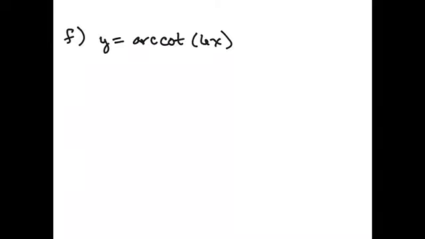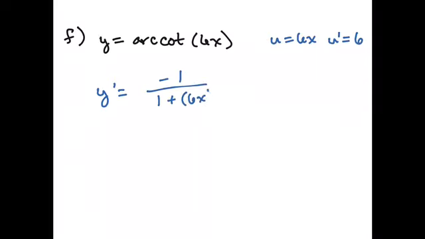Okay, y equals arc cotangent of 6x, so I'm going to have a u of 6x here, and my u prime is 6. Then the formula for arc cotangent is a negative 1 over 1 plus u squared, where our u is 6x, times u prime, and I get negative 6 over 1 plus, if I distribute that power, it's going to be 36x squared.